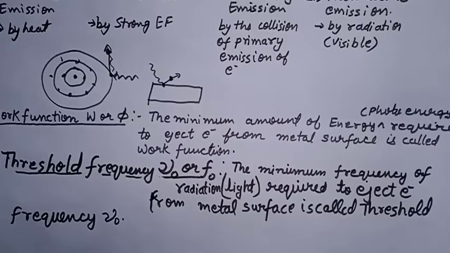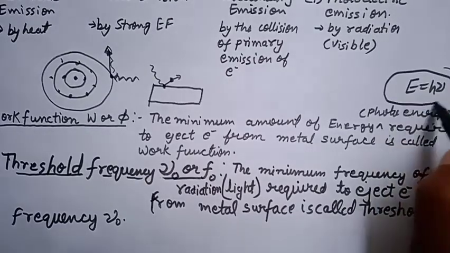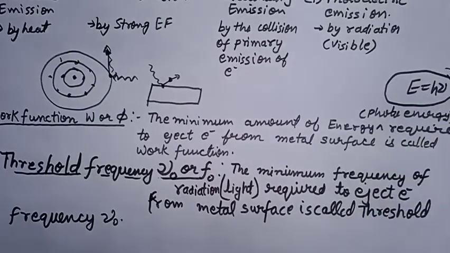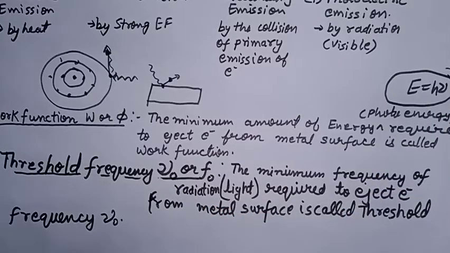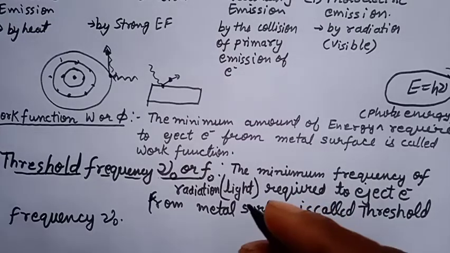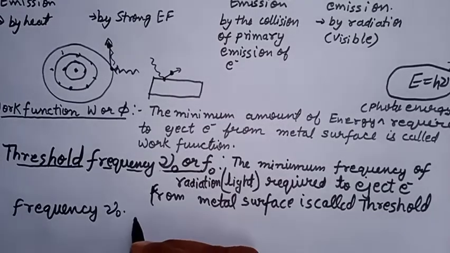radiation also carries energy. According to Planck's hypothesis, E equal to h nu, and it is well accepted. So we can say in the same way there is an energy associated with this nu naught, and that will be the minimum energy required to eject an electron. So it is turning out to be the definition of work function.